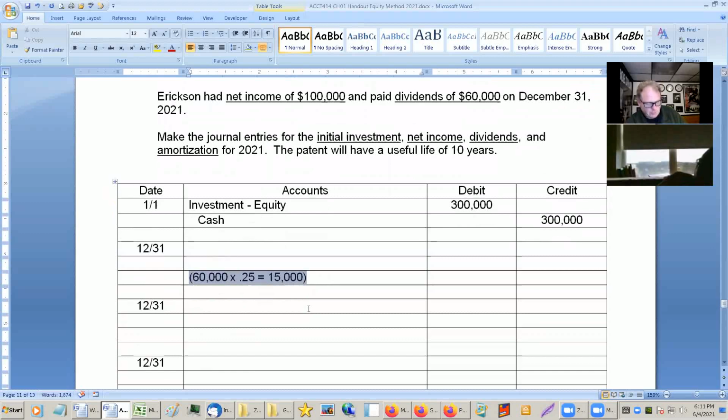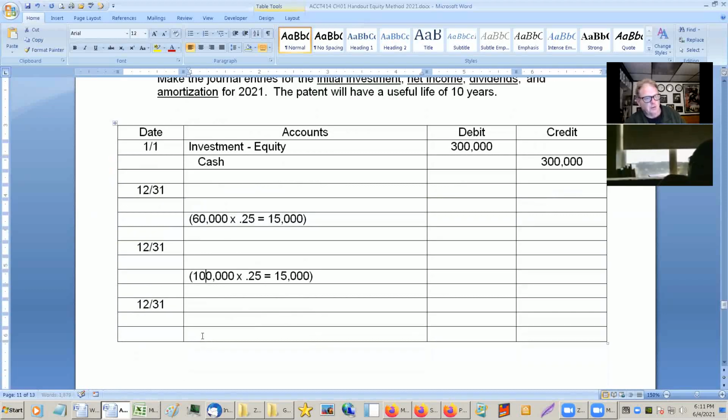Right. Okay. And the 40,000 is because the 300,000 minus the 200,000, that is already after multiplying by the 25% interest. Exactly. Yeah. That's right. Okay.